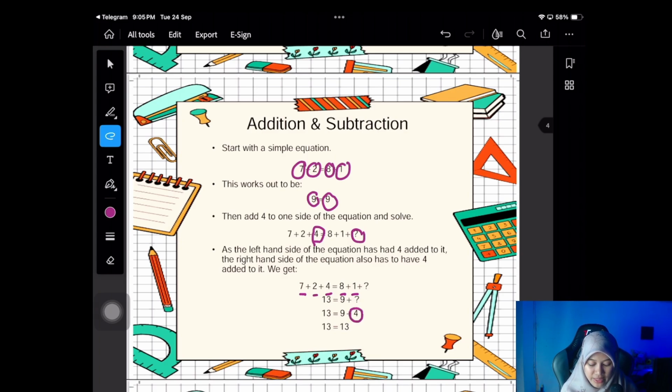And then we get 7 plus 2 plus 4 is equal to 13. The same goes for 8 plus 1, which is equal to 9, and then we add another 4, we get 13. So our left hand side is equal to the right hand side. So our statement is true.